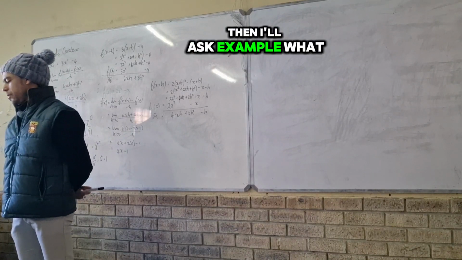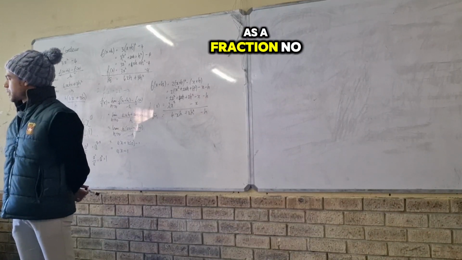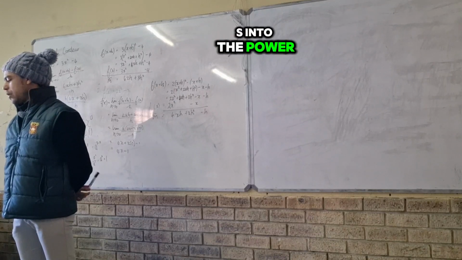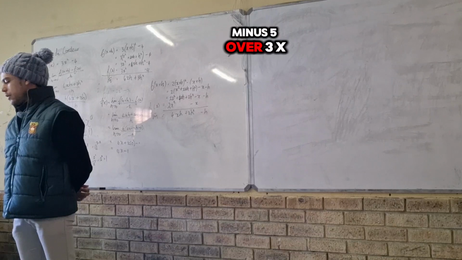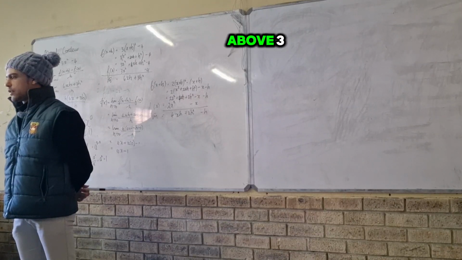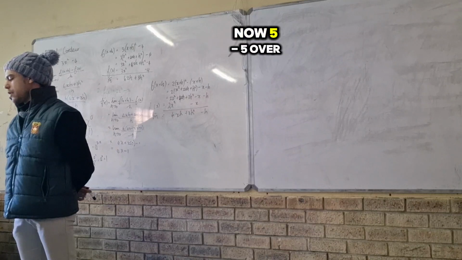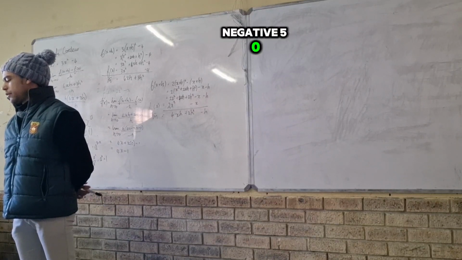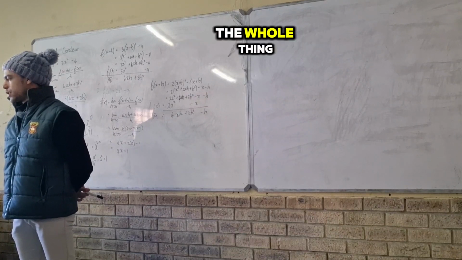Then our last example, what is the challenge there? A surd as well as a fraction. We're first going to simplify. We write it as x to the power of 3 over 2 minus 5 over 3 x to the power of 3, and then x goes up now. So the coefficient is negative 5 over 3, multiplied by x to the power of negative 3, and then we use the differentiation of the whole thing.